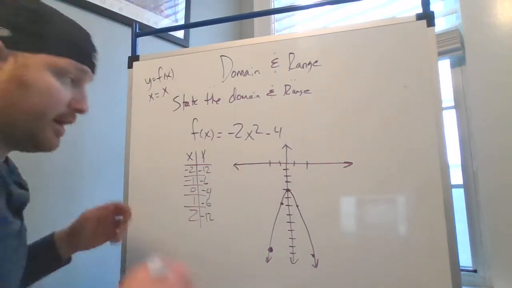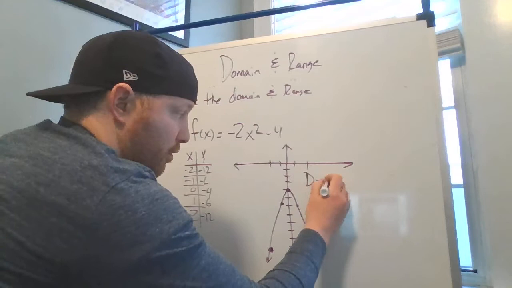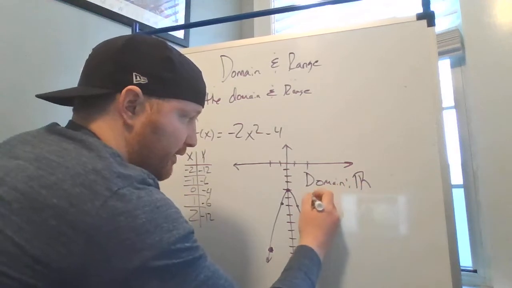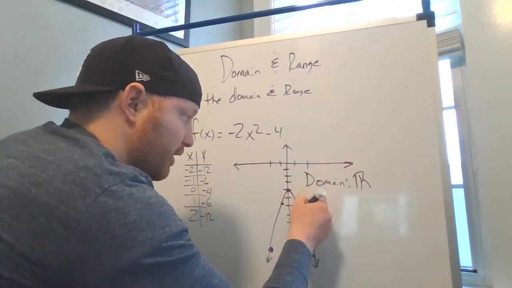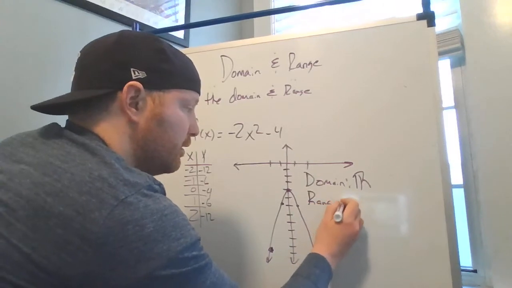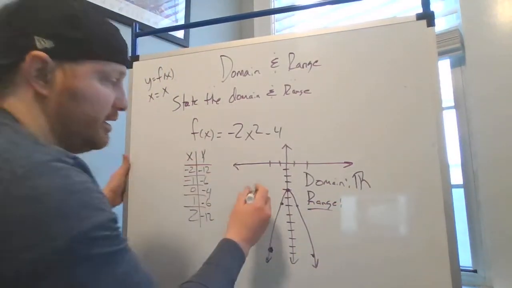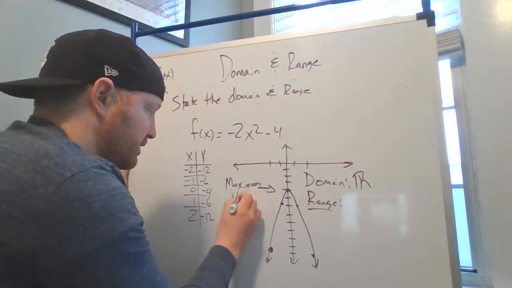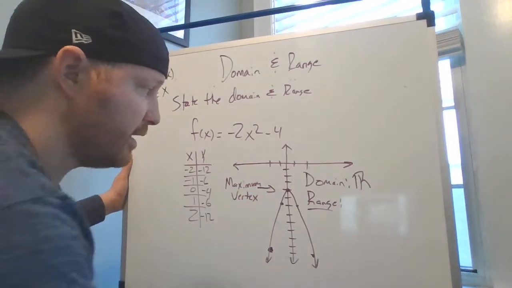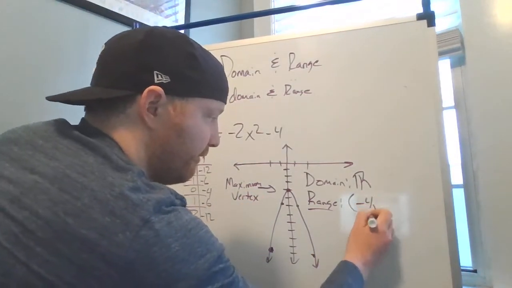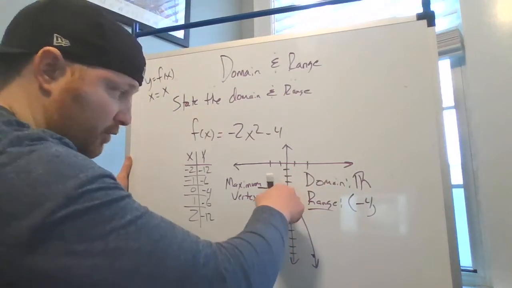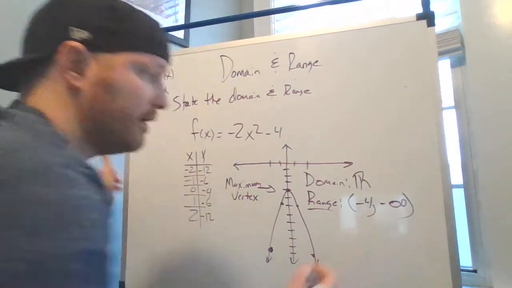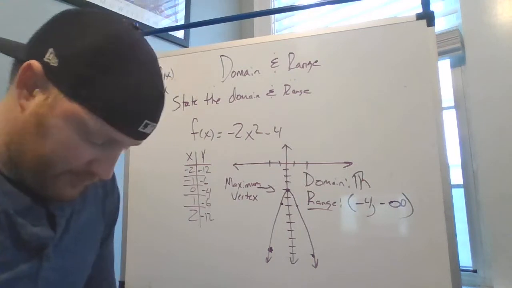So your domain, again, is going to be all real numbers, or you can put it as negative infinity to positive infinity. I do not care. All right, make your life easy. Just do the less, work smarter, not harder. Range. Now, for tomorrow's lesson, this is called a maximum, and this is also considered the vertex of this given quadratic. Your range now exists from -4. The greatest answer will be -4, but the rest of the answers will exist in your negative infinity range. So that takes care of that.